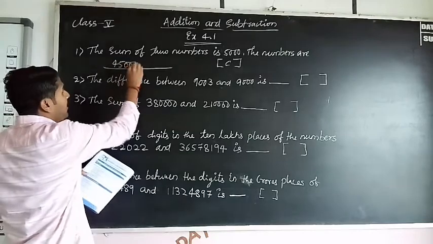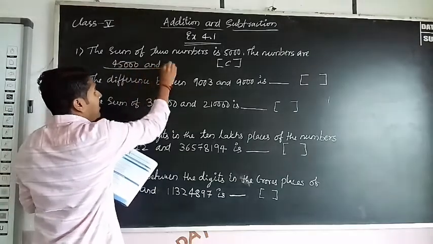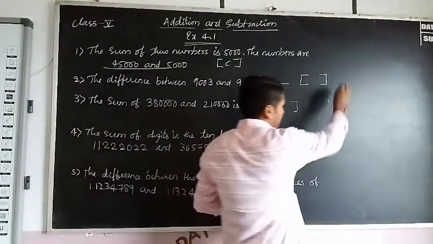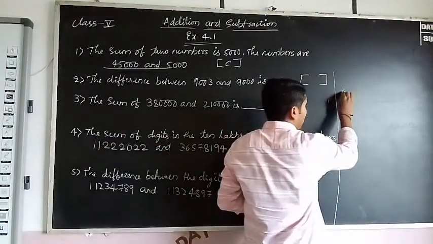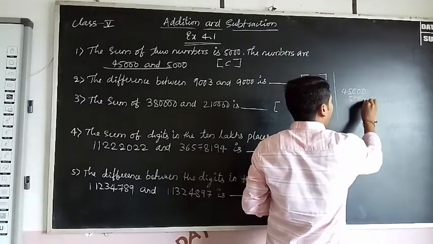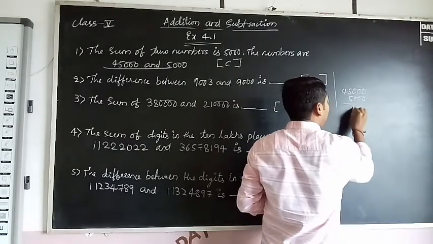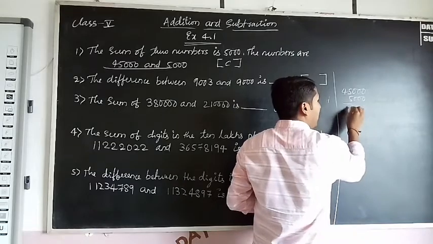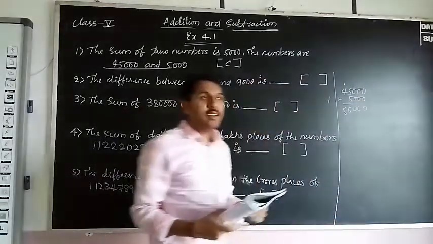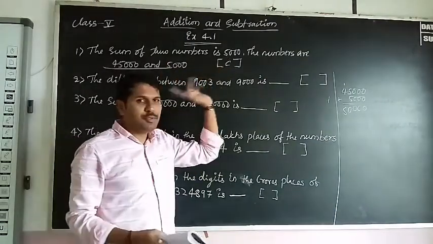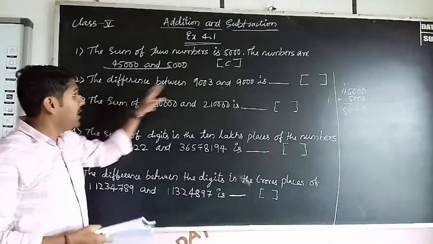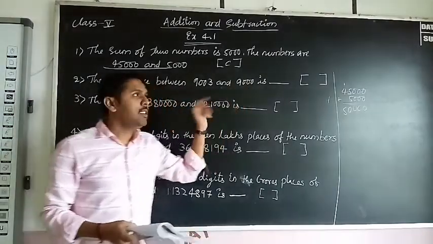45,000 and 5,000. So add these two, what will be the answer? 45,000 and 5,000. So 0, 0, 0, 5 plus 5, 10, 1 carry, 4 plus 1, 5. So what is the answer? 50,000 will be the answer. So option C.